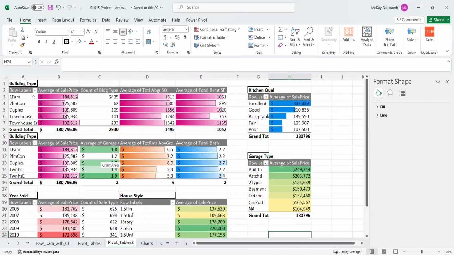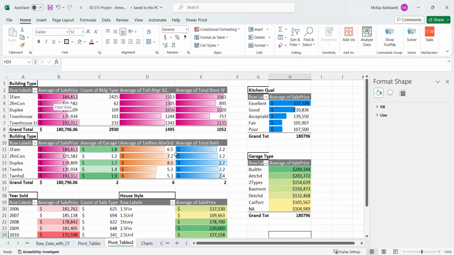We've also got some more pivot tables here. Here I did some building types. So townhomes, duplex, two-family condo, and one family. And we can get some information here. I did the number of garages on average, total number of rooms and bathrooms, and how that affected price.